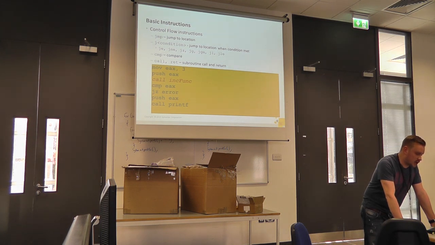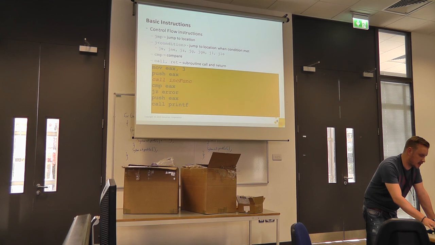Then we compare what happens to the result afterwards to see if there was an error that occurred. So if you're always going to be passing something that's greater than 0, you expect the result to always be greater than 0. So we can check that here.